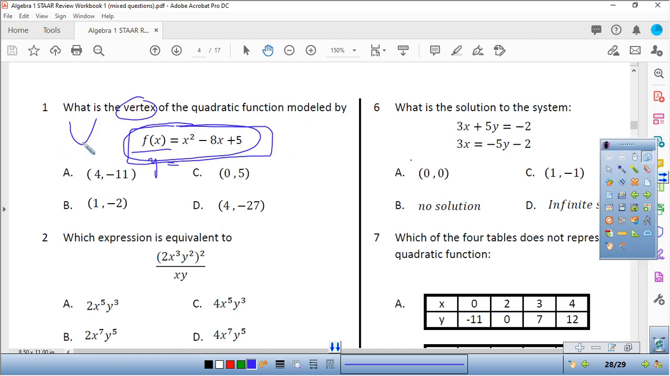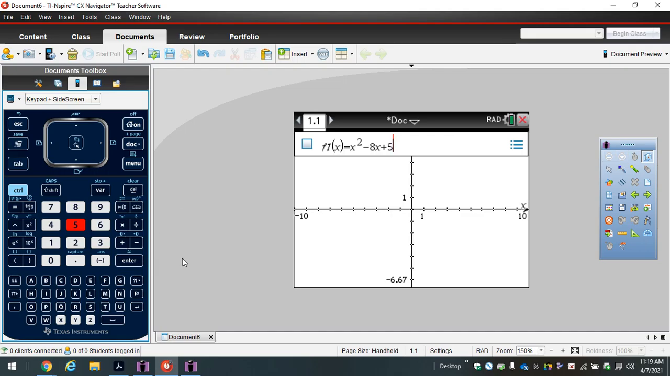Now the vertex is the lowest point or highest point. Let's think about this one. Do you know if it's opening up or opening down? Remember, we just learned this last week. Because it's positive, it opens up. This is my y-intercept right here. Graph it. Now, it's somewhere there.